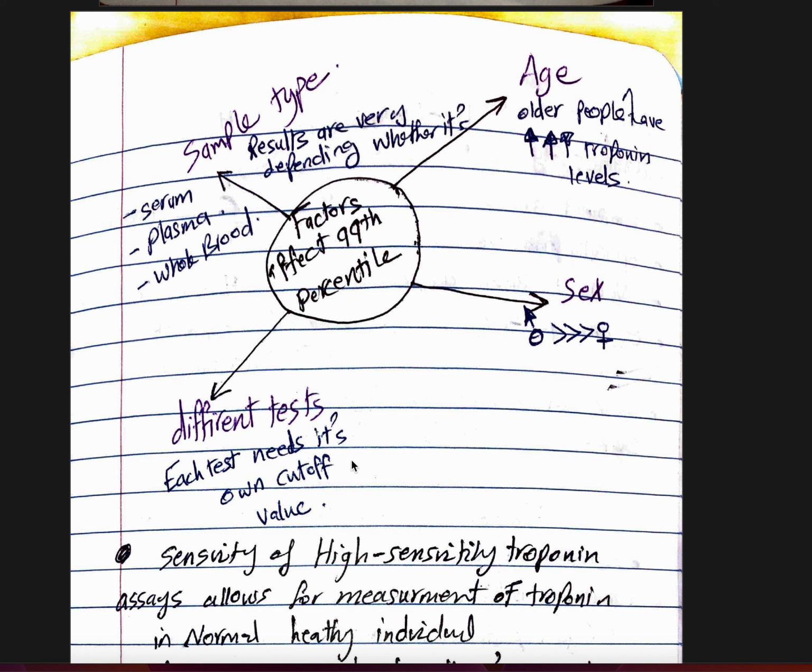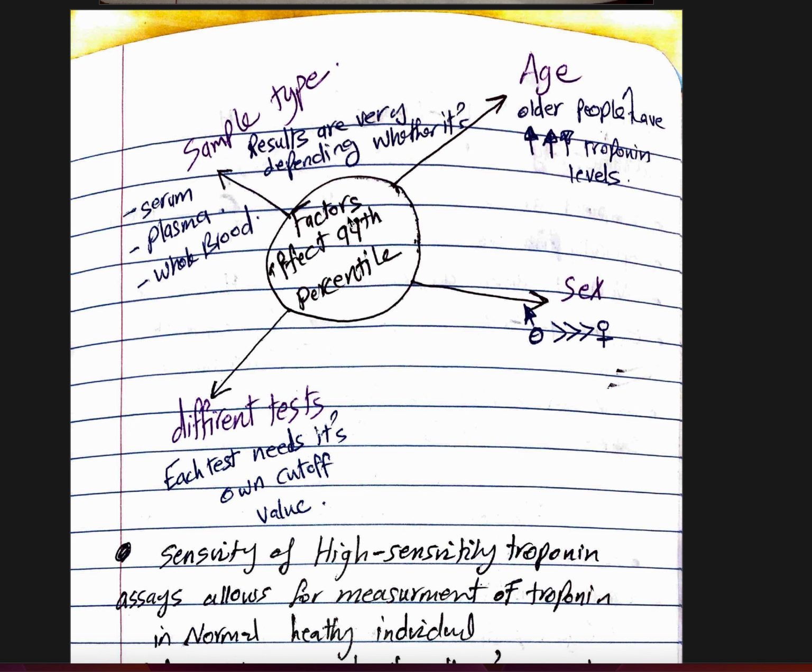Different tests, each test needs its own cut-off value. Each test has a value depending on the sample type, whether it's serum or plasma or whole blood. The results depend on whether it's a serum or a plasma or whole blood, so there are many factors.